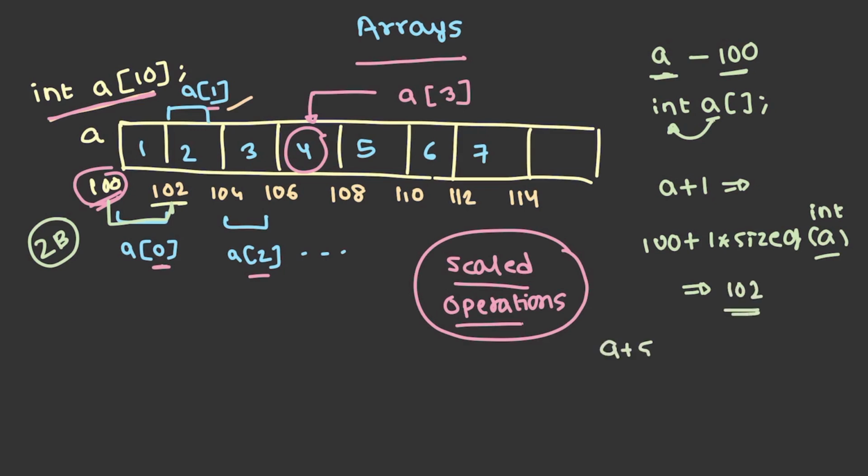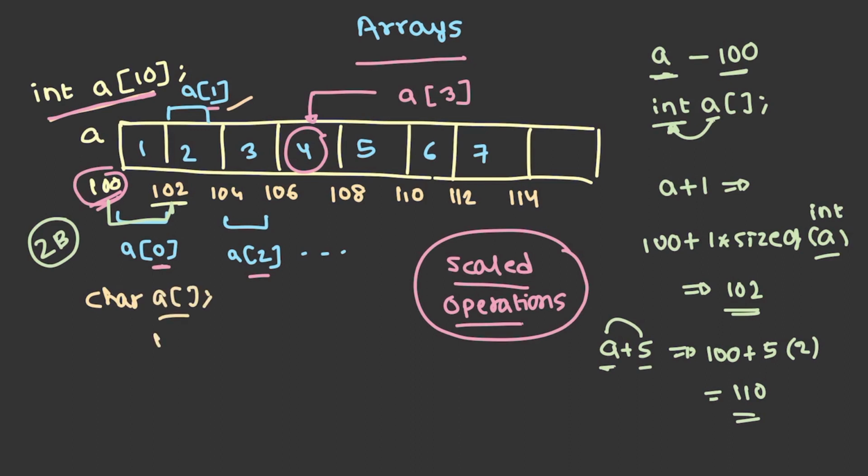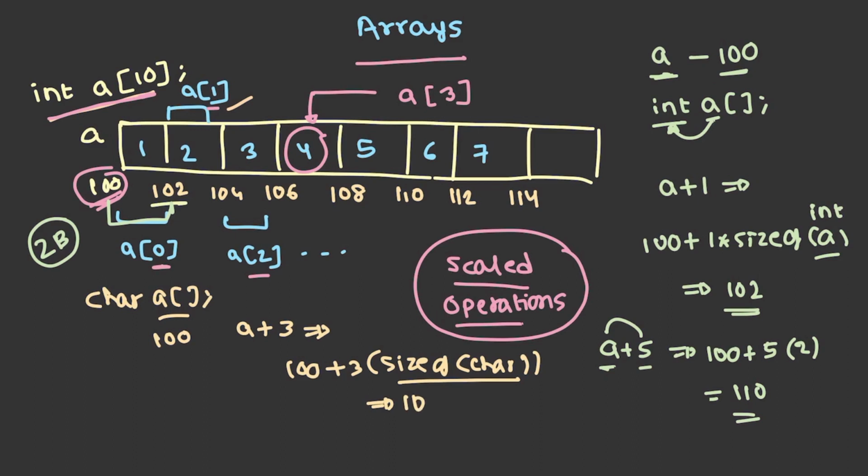If I write A plus 5, it will be transformed as A, which represents the base address 100, plus 5 times the size of this data type. This data type is integer, which is 2 bytes, so it represents 110. If A is a character array and let's assume A starts at location 100, then A plus 3 represents 100 plus 3 into size of char, which is generally 1. So it will be modified as 103, whereas A plus 3 in the integer case will be modified to 106 if the start address is 100. This represents the scaled operation. If I have something like A plus K, that will be transformed as the base address of this array plus K times the size of the data type to which A belongs.